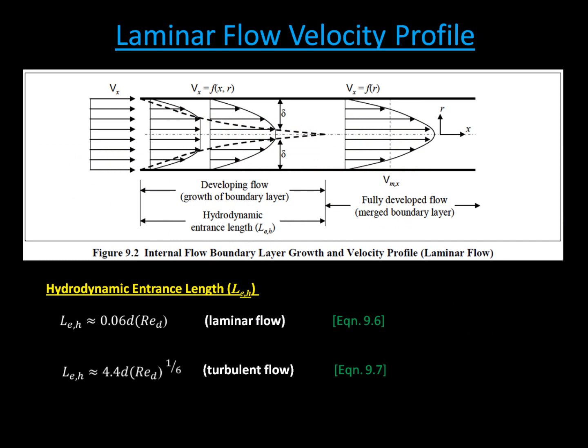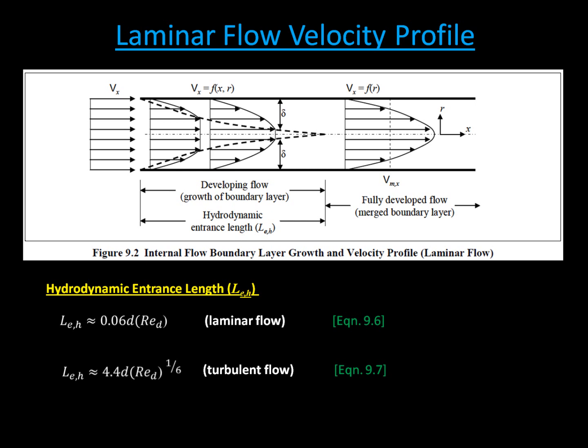So let's go back to this hydrodynamic entrance length, and let's talk about that. If you're looking purely at the math and just glossing over it, you'd say, well, Reynolds numbers for laminar flow are 2,000, and Reynolds numbers for turbulent flow are greater than 10,000. And the turbulent flow is multiplied by 4.4, laminar flow is multiplied by 0.06. So turbulent flow must take longer to develop, and that is actually not true. Turbulent flow will develop much quicker.